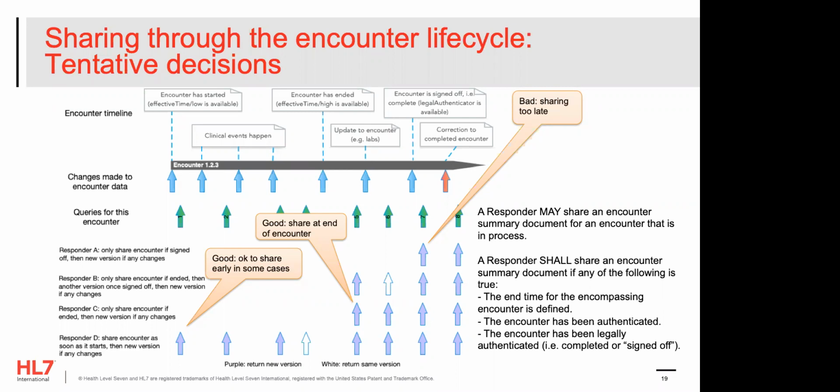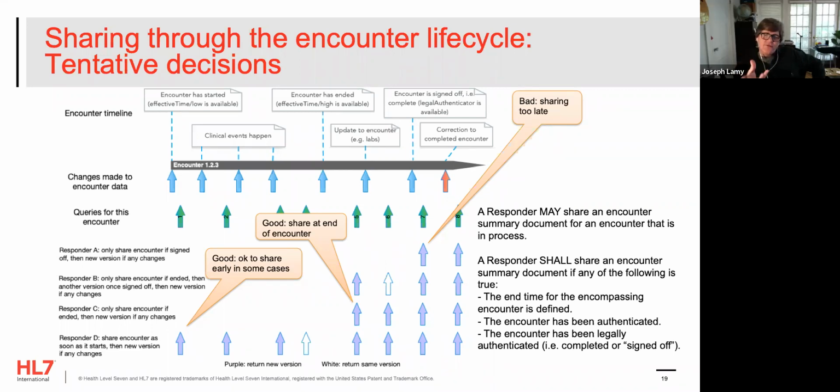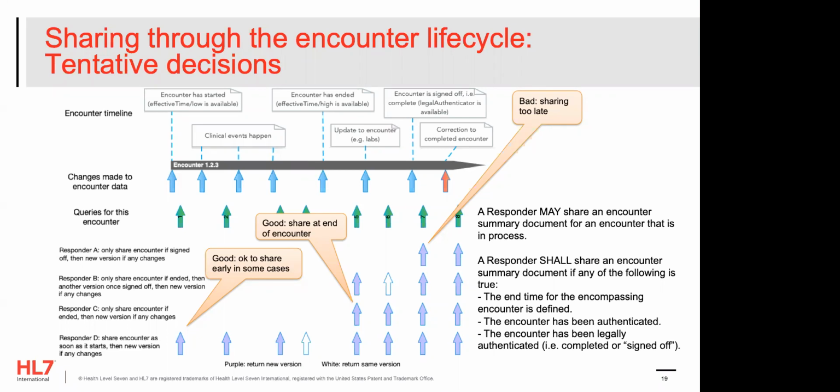Right. So as long as it's clear from looking at the document that it's in process, and you can see there's no end date for the encounter, you can see it's not been legally authenticated, then under HIPAA everything's okay. Joe, you're raising two interesting points because they're quite different. One is that the encounter is actually in progress, that it's not been completed. The other is that the document is not signed.